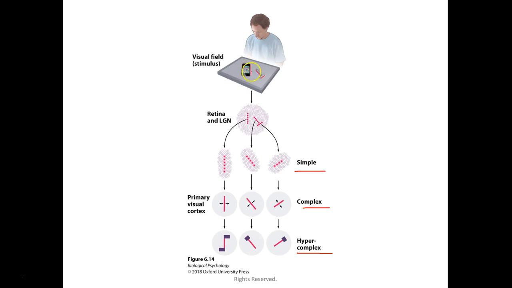Each of these objects has an edge and an orientation to it that our retina and LGN detect, and then send this information to simple, complex, and hypercomplex cells. So simple cells are responsible for detecting edges. They respond to straight lines and objects in a particular orientation.